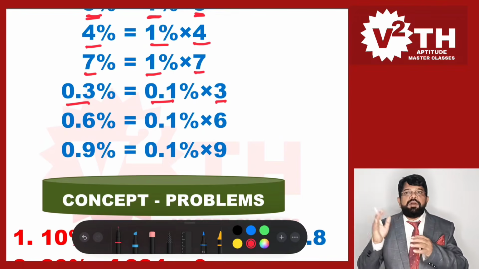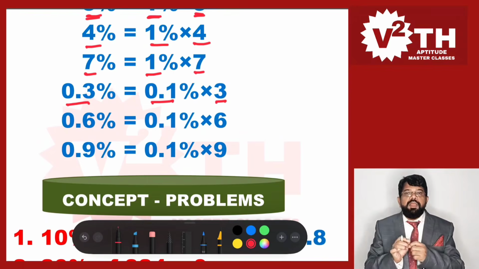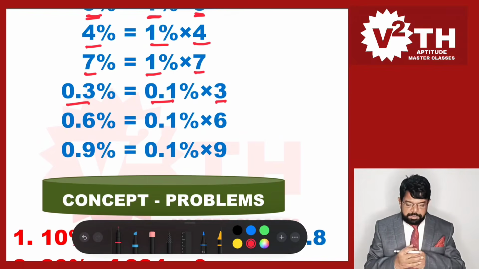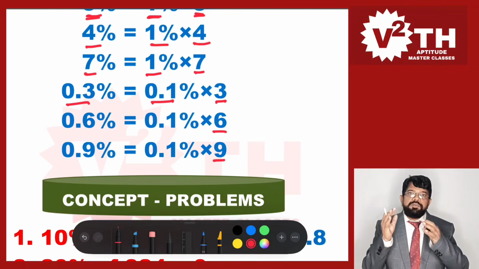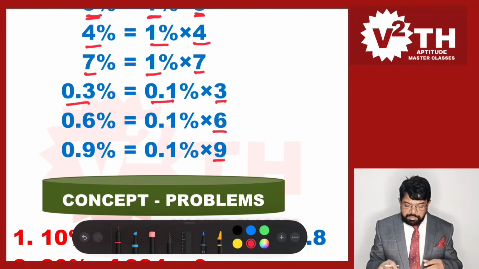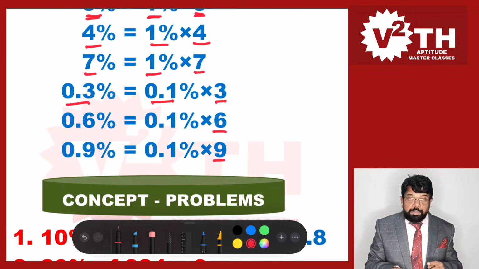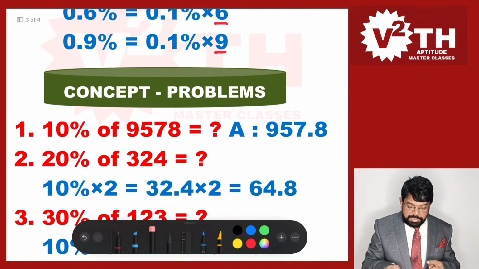Just assume in your mind, after 3 digits put the decimal. Into 3, you get 0.3%. Into 4, you get 0.4%. Into 6, you get 0.6%. Into 9, you get 0.9%. So 10%, 1%, 0.1% are very important for the calculation part of percentage. Now based on this, how can you calculate?